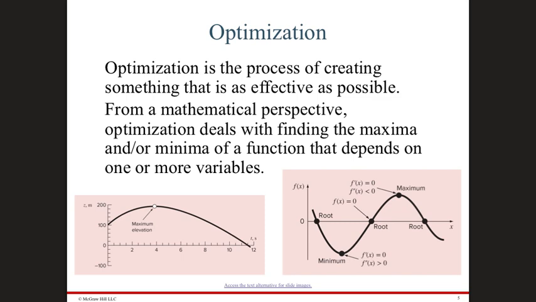So we are trying to vary the independent parameters and then calculate the value of the function until we find the location where the function is going to have either maximum value or minimum value. Both of these are considered optimal points, depending on what's your objective. So if the function represents some kind of an undesired phenomena, then you are looking for the minimum value. If the function represents a desired phenomena, then you are looking for the maximum value.